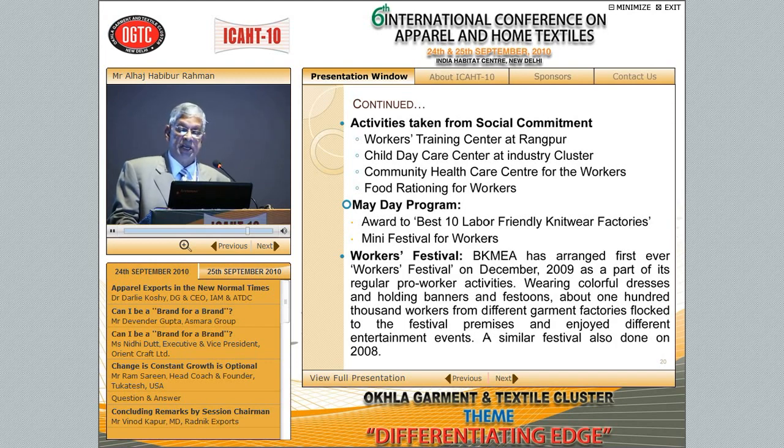Workers Festival. BKMEA arranged the first ever Workers Festival on December 9, 2009 as part of its regular pro-worker activities. Wearing colorful dresses and holding banners and festoons, about 100,000 workers from different garment factories flocked to the festival premises and enjoyed different entertainment events. A similar festival was also held in 2008.